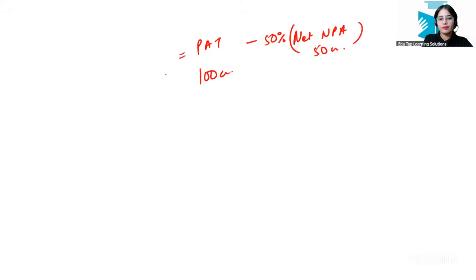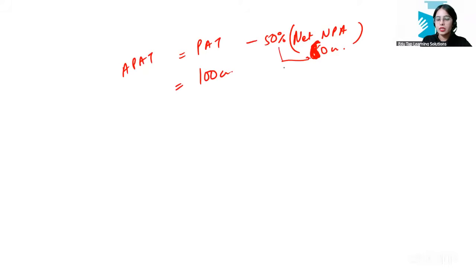Let's take another example so that you have clarity. Let's say that the profit after tax is 100 crores and the net NPA is 50 crores. 50%, or let's say it is 80 crores. 60 will be better. 60 crores. What will be the adjusted profit after tax? Tell me fast. What will be the adjusted profit after tax?